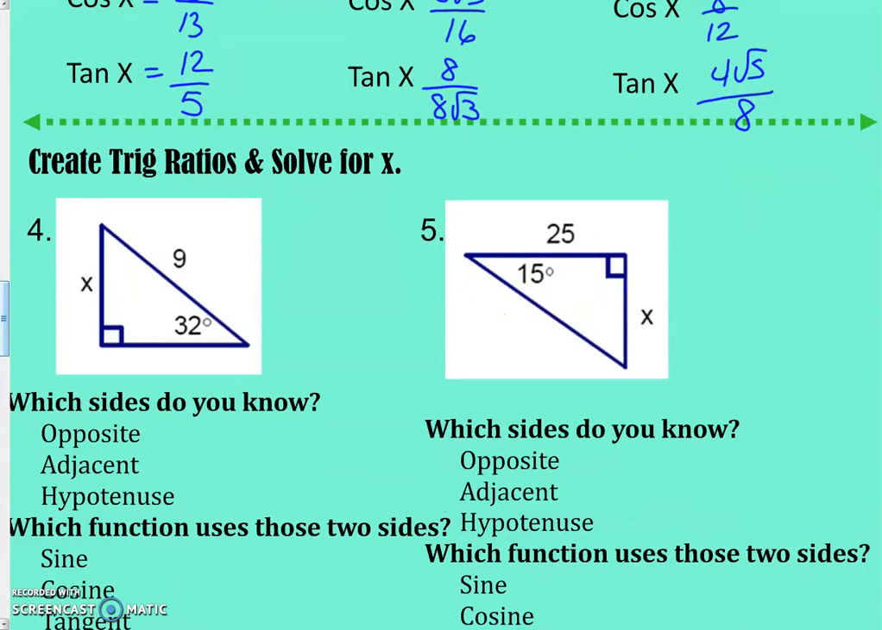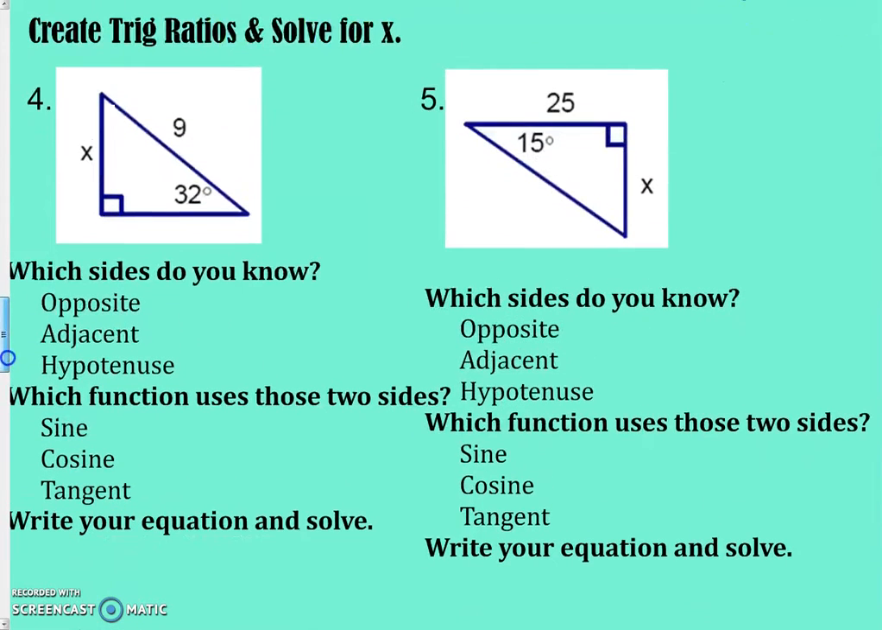Create trig ratios and solve for x. So I've kind of given you a little bit of a how-to on the paper. So which sides do you know? So we're actually going to solve for these problems. So here's my angle, and if I label my sides, I have my opposite, my adjacent, and my hypotenuse. So which sides do I know? I know my opposite is x, and my hypotenuse is 9.